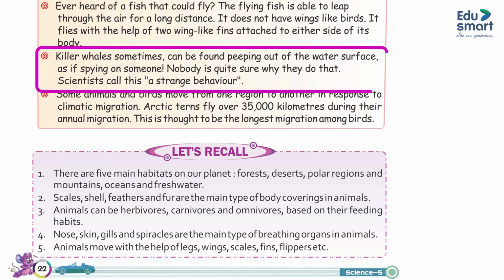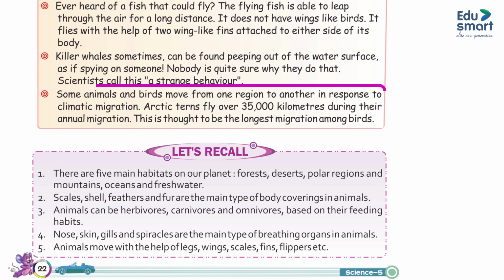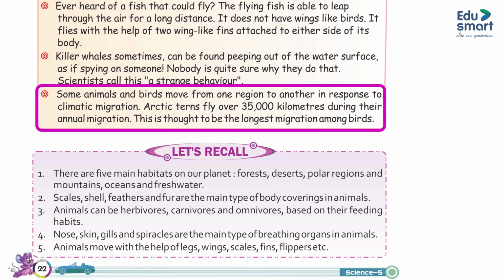Killer whales can sometimes be found peeping out of the water surface as if spying on someone. Nobody is quite sure why they do that. Scientists call this a strange behavior. Some animals and birds move from one region to another in response to climatic changes, called migration. Arctic terns fly over 35,000 kilometers during their annual migration. This is thought to be the longest migration among birds.